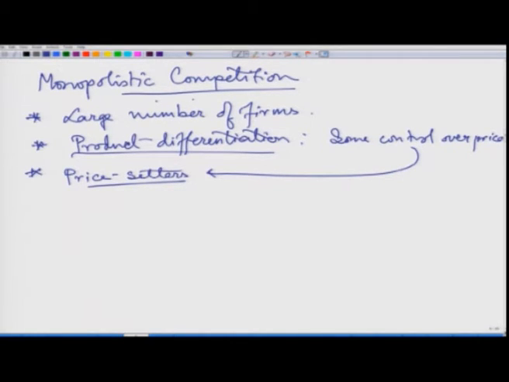Probably they are different as a product, but the difference is so low that they are close substitutes but not perfect substitutes, number one.